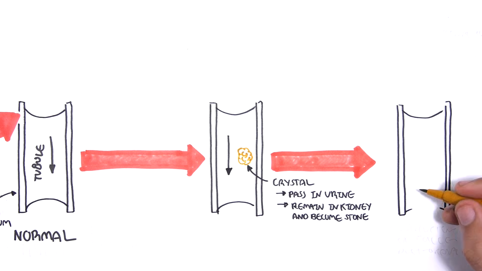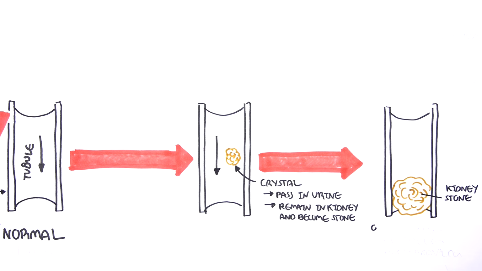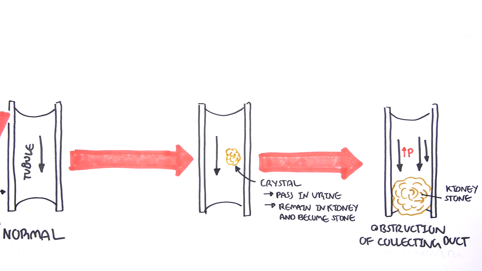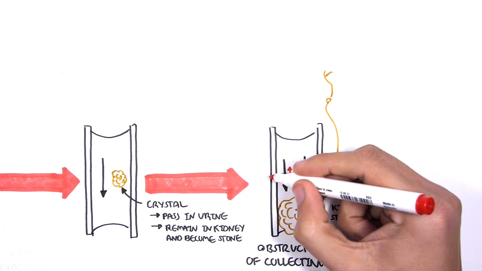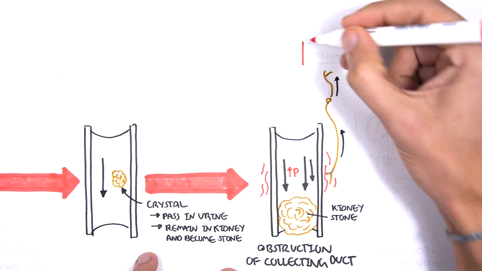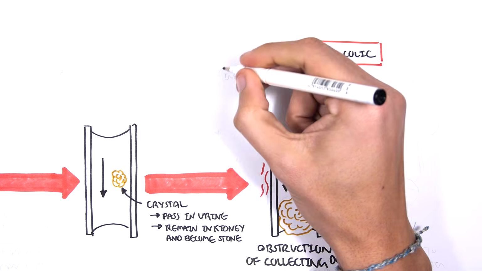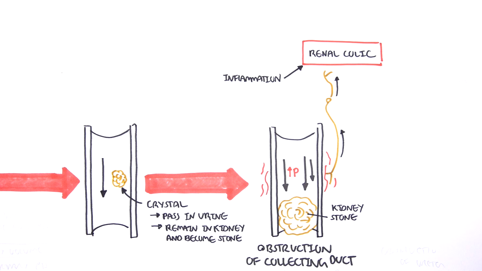The kidney stone can lead to an obstruction. The obstruction within the tubule can create a buildup of pressure in the tubule. This pressure can cause irritation, and this irritation is read by the brain as renal colic. There's also an inflammatory process going on due to the obstruction, and this also leads to the renal colic, the pain we feel when there is urinary stones in the body.